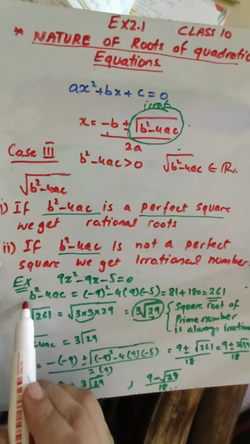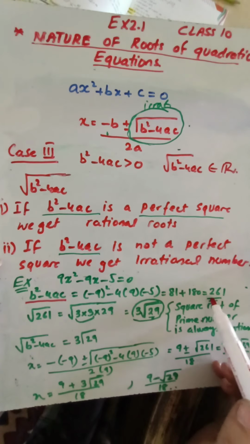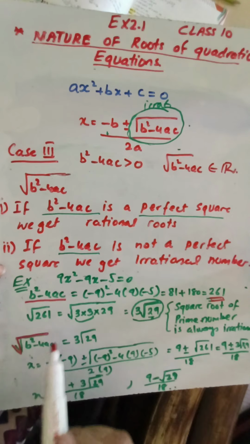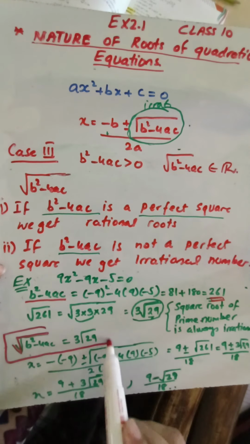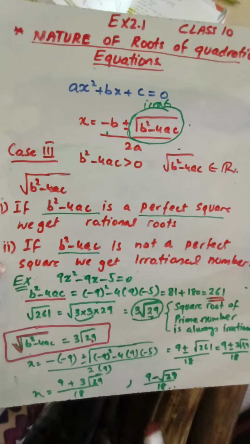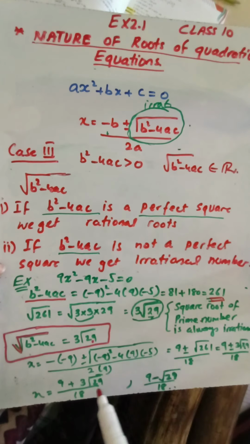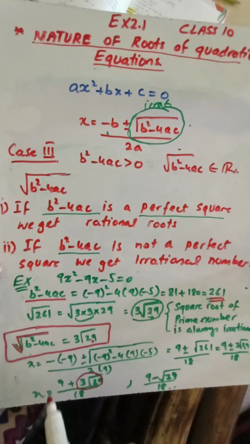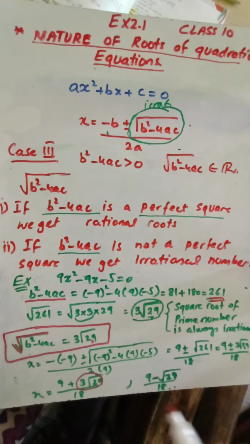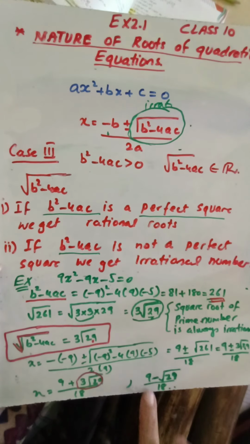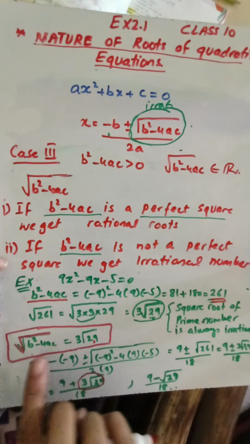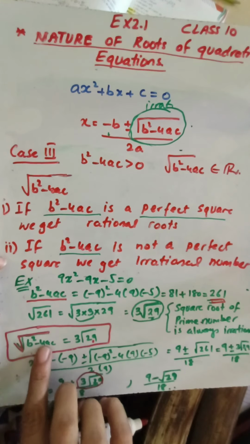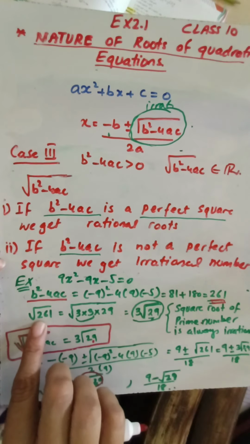So what we did was we calculated b square minus 4ac. It came out to be equal to 261. And when we calculated under root b square minus 4ac, it came out to be an irrational number. And when an irrational number is added to any number, it always makes the whole number an irrational number. So it means that the roots are also irrational because of this irrationality, which came from b square minus 4ac, because it was not a perfect square.